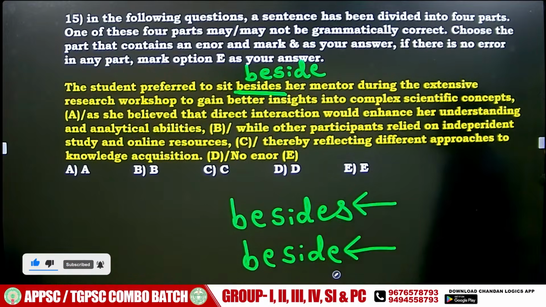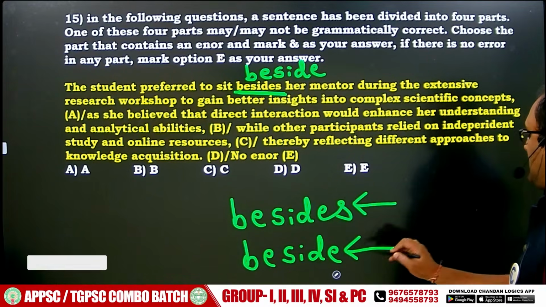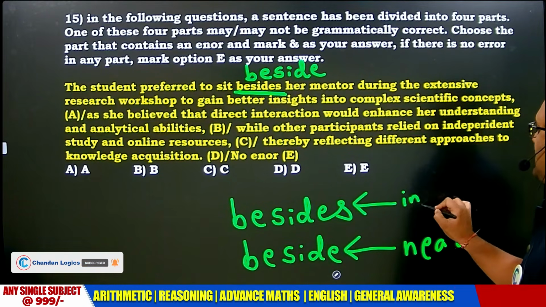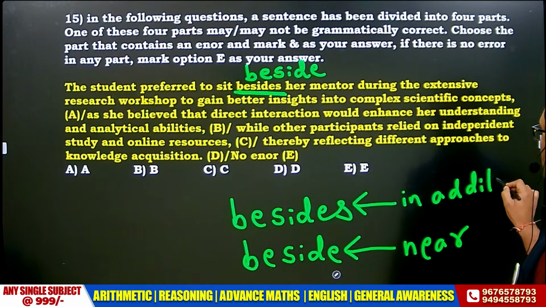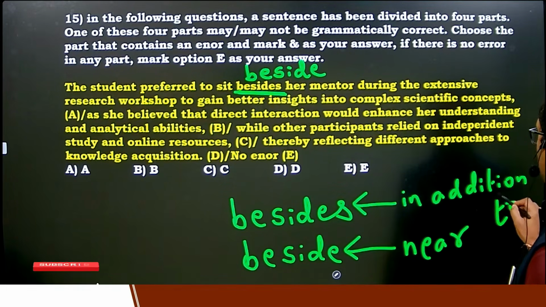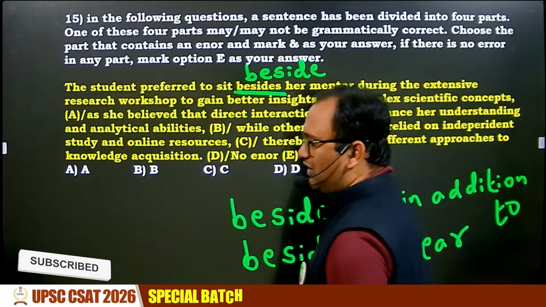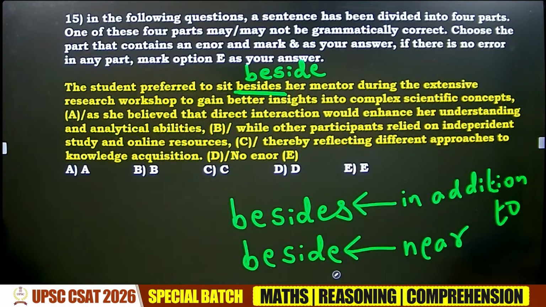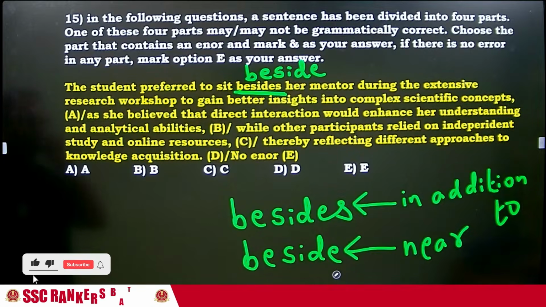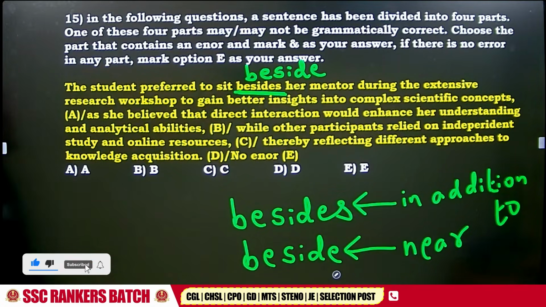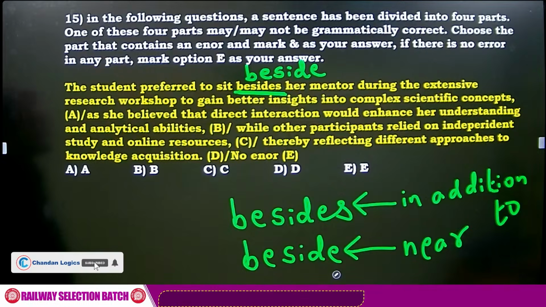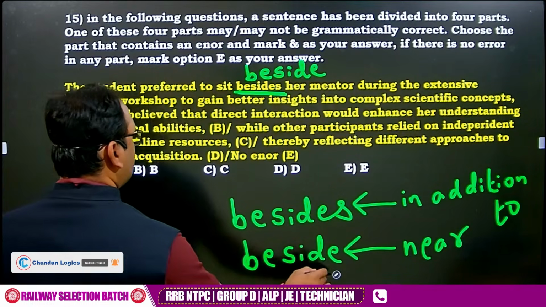My dear friends, beside is near. What is the meaning of besides? In addition to. The meaning of the word besides is in addition to. Okay? So here you can't use the word beside. You have to use the word besides. Am I clear, guys? Yes.